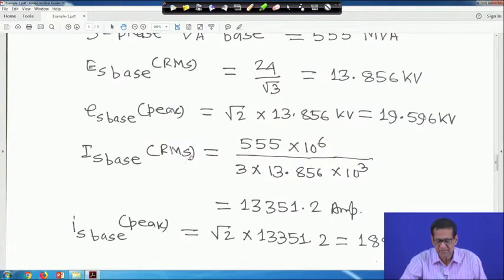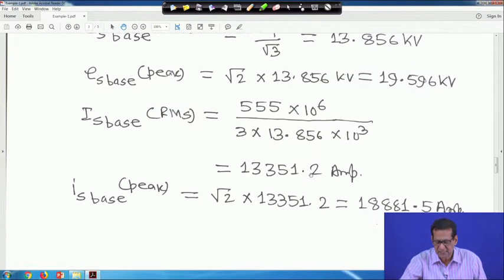Now, IS base RMS will be the MVA base, 555 into 10 to the power 6 volt ampere, divided by 3 into 13.856 into 10 to the power 3, because it is three-phase MVA. That is why we multiplied by 3. So that comes around 13,351.2 amps. Similarly, IS base peak is root 2 into 13,351.2, so it is 18,881.5 ampere, that is IS base peak.